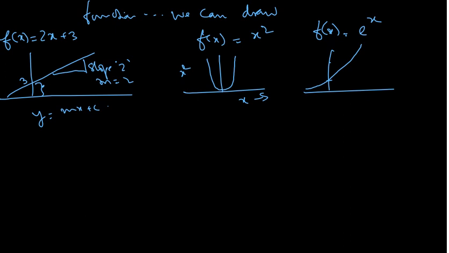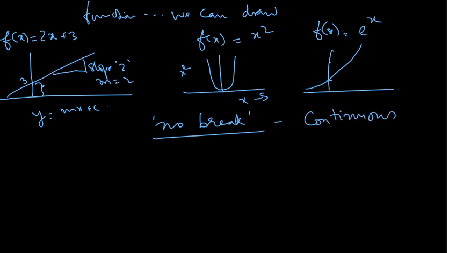So what are we trying to say? These all have no break. If there is no break, that is called a continuous function. If there is a continuous function, then we say we can differentiate it. A continuous function can be differentiated, and this is the symbol: d by dx means differentiate.